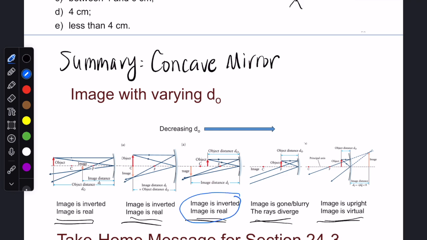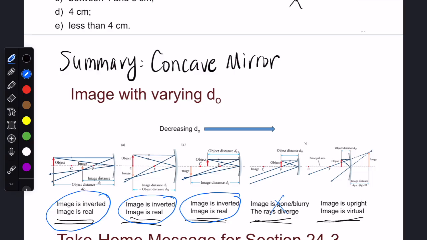Image is real, image is inverted. Image not there. Image is virtual, image is upright. So for a concave mirror, anytime the image is real, it is also inverted.